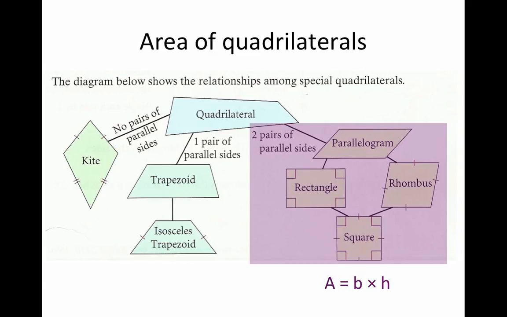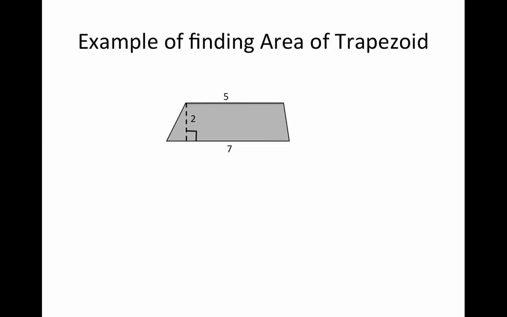So now we can go back to our area of quadrilaterals, and we've done the group over on the right-hand side with 2 pairs of parallel lines. Now let's look at this group over here with 1 pair of parallel lines. And when I look at that, what I find is that the area is equal to the average of the bases times the height. So let's take a look and see what that means.